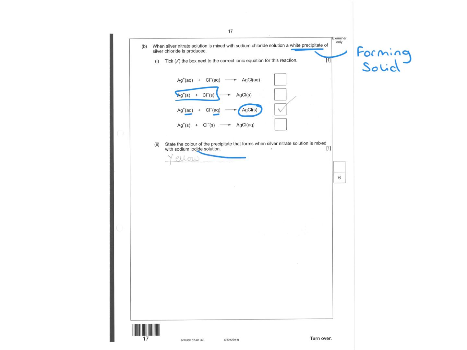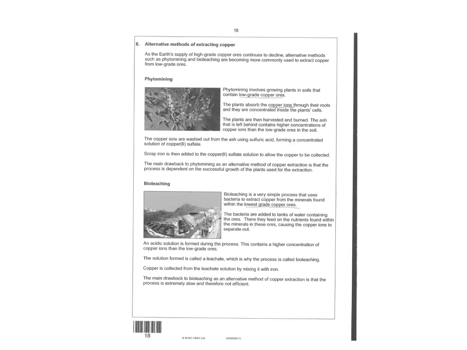By here then, the colour of the precipitate shown is when silver nitrate solution is mixed with sodium iodide. So we're looking at the iodide. This is year 10, okay, silver nitrate. So it's going to be yellow because it's iodide. That comes with the chloride that's white and the bromide that's cream.